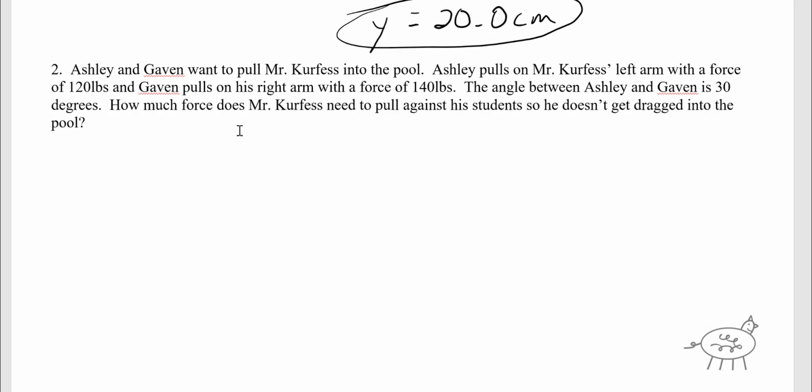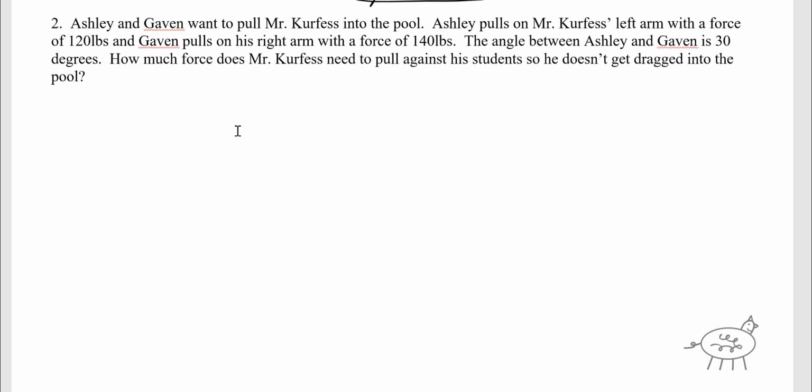Let's move on to the next one here. I did this problem in December of 2021, so this is my second period class with Ashley and Gavin. Ashley and Gavin want to pull Mr. Curvis into the pool. It's brutal. Ashley pulls on Mr. Curvis's left arm with a force of 120 pounds, and Gavin pulls on his right arm with a force of 140 pounds. The angle between Ashley and Gavin is 30 degrees. How much force does Mr. Curvis need to pull against the students so he doesn't get dragged into the pool?